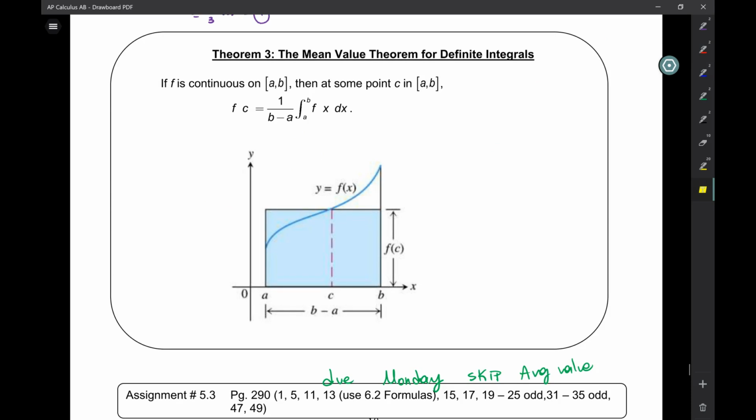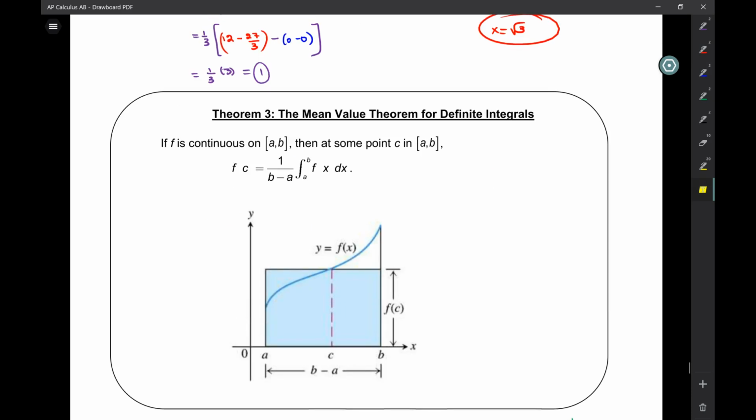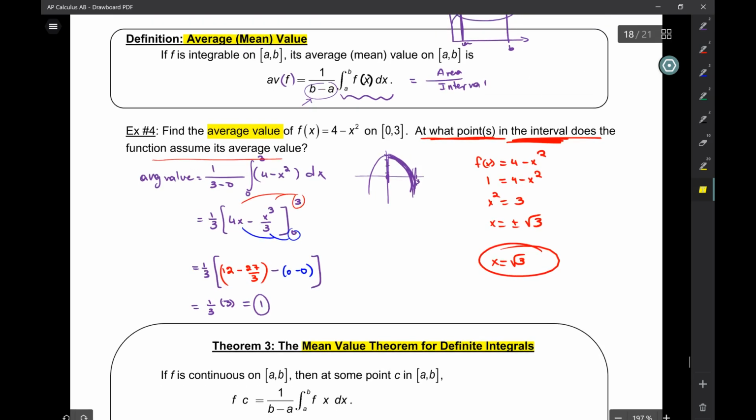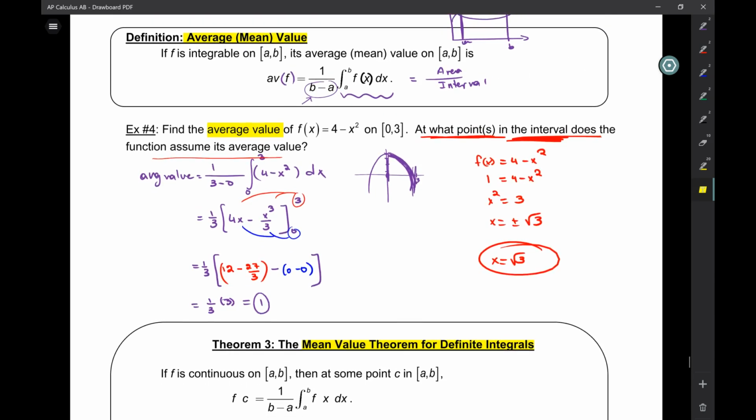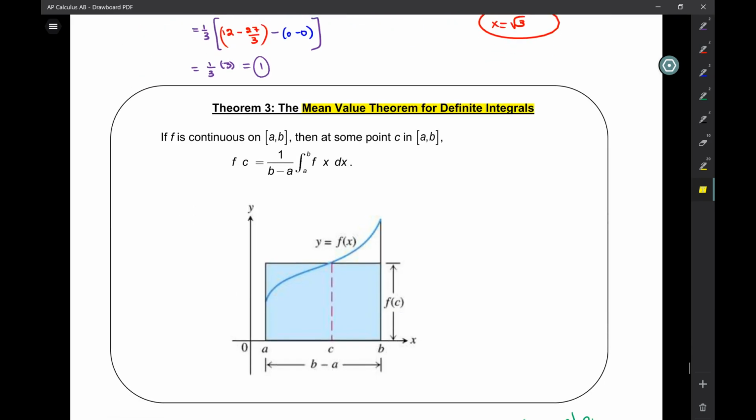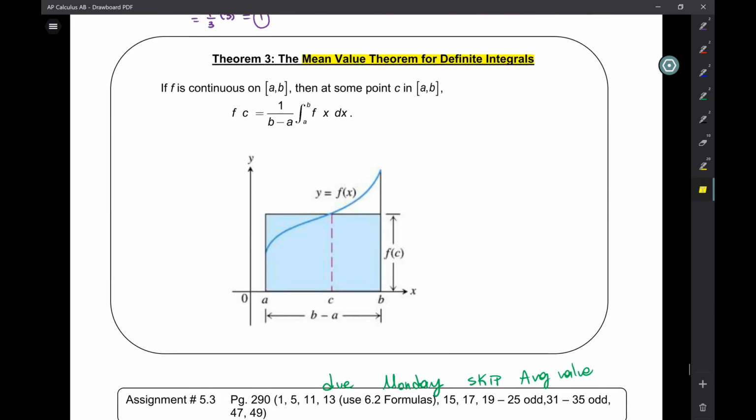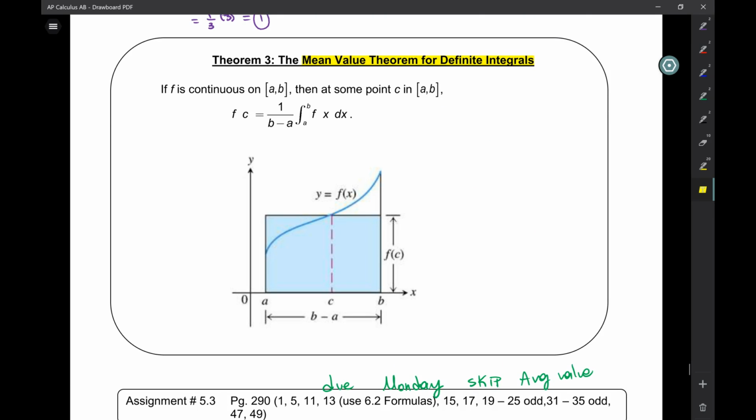So here we go. Mean value theorem for integrals. So what we did here, we found the mean value. The average value or the mean value, they're the same. It's actually a theorem, guys. Mean value theorem for definite integrals. So it says if f is continuous on a to b, then at some point c, f of c is equal to 1 over b minus a times the integral of f of x dx.